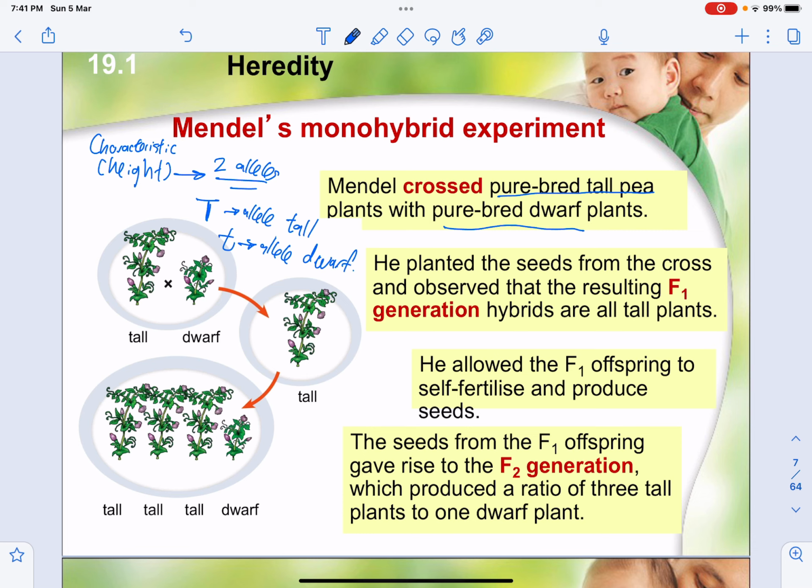What would then be the representation of purebred tall peas? It will be capital T, capital T. Why capital T, capital T? Because it is purebred. If they never give you the word pure, then it can also be capital T, small t, because it contains one allele that is stronger than the other, hence it is big T, small t. But we'll talk more about it later. For purebred dwarf plants, we are talking about small t, small t.